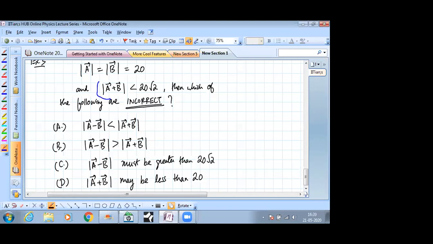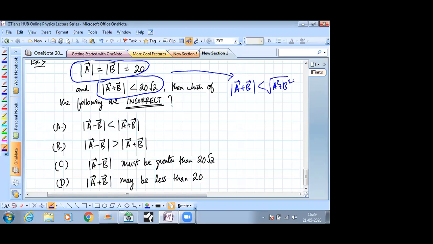This fact, along with this fact, if you put these two statements together, you can see that it's showing you that mod of A plus B is less than root of A square plus B square. This is what it is showing you.